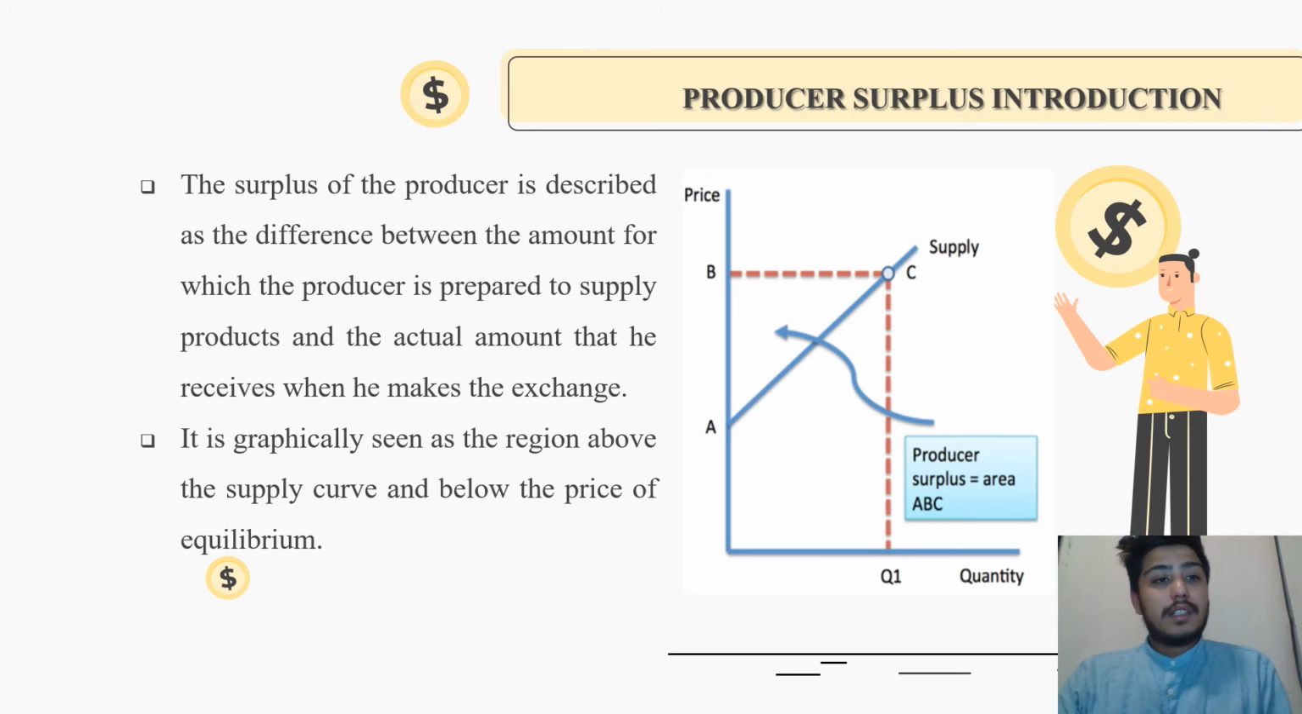As shown in the figure, producer surplus is shown by the area above the supply curve and below the market price. Higher prices provide an incentive to supply more to the market, which is the profit motive. As shown in the figure, the triangle ABC is the producer surplus.